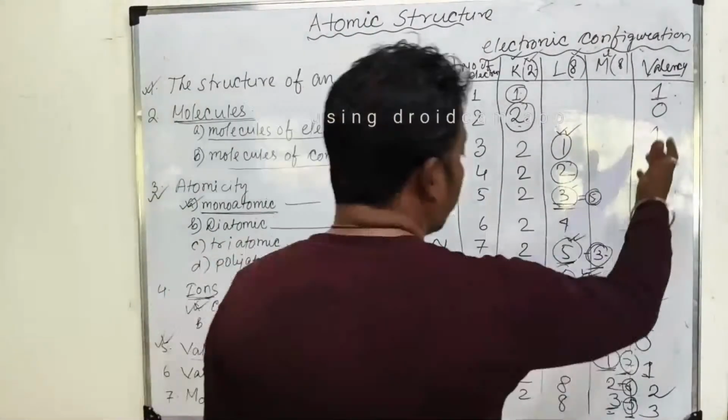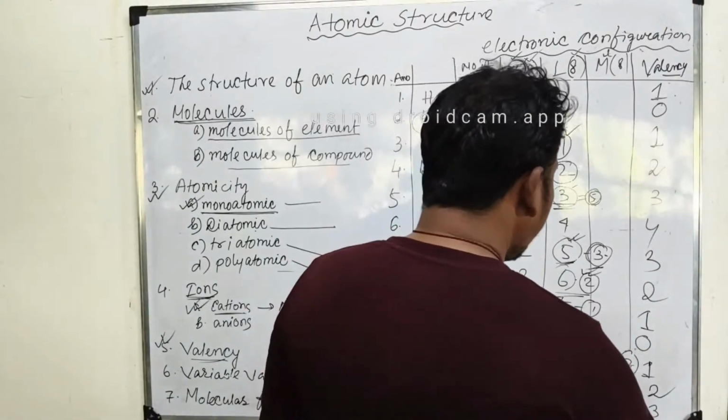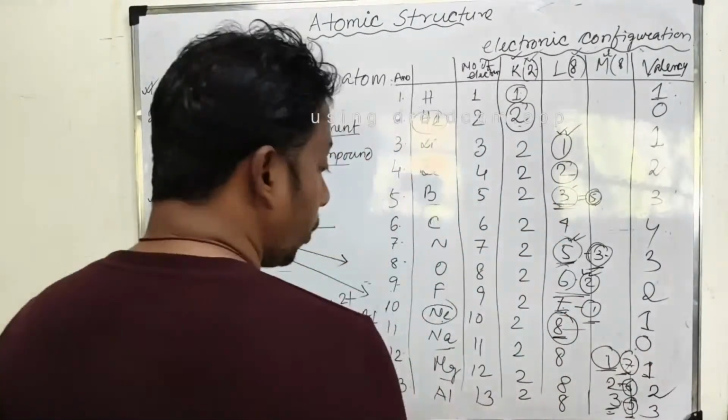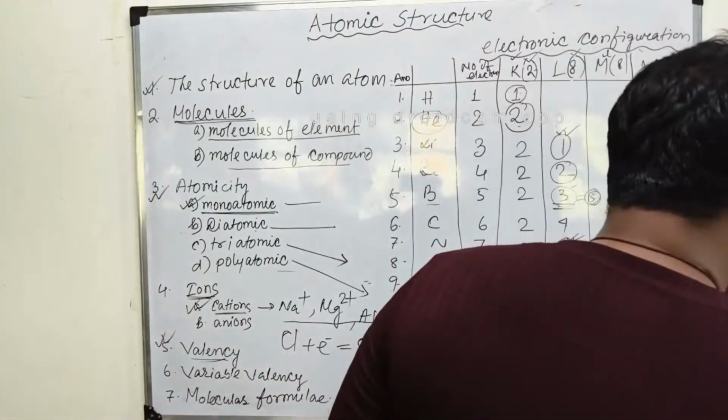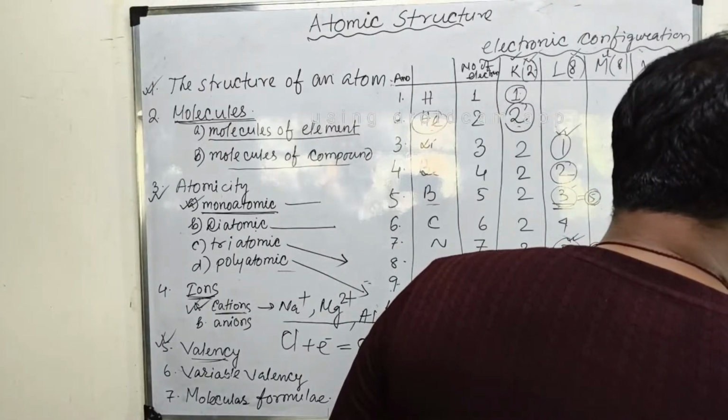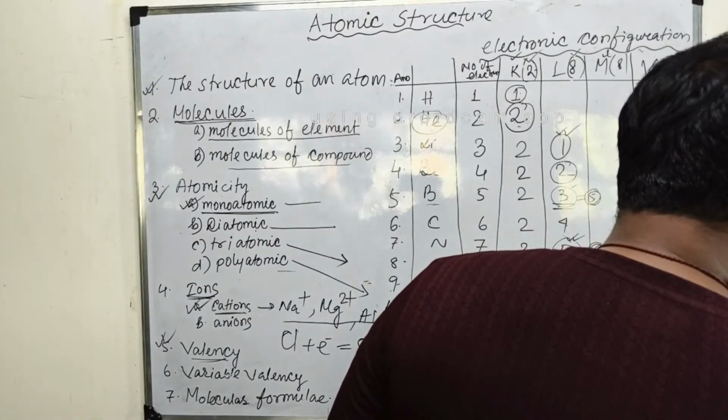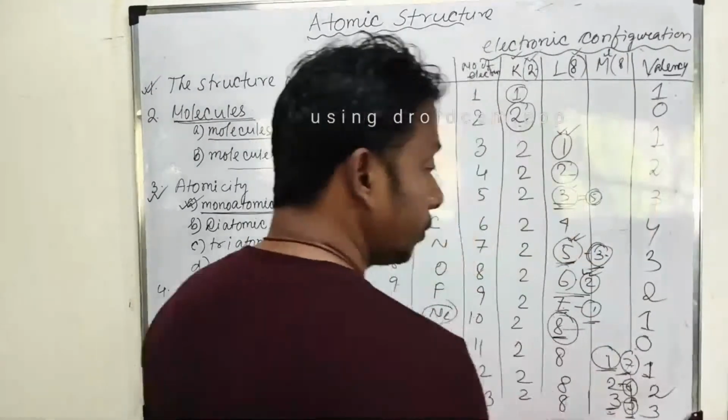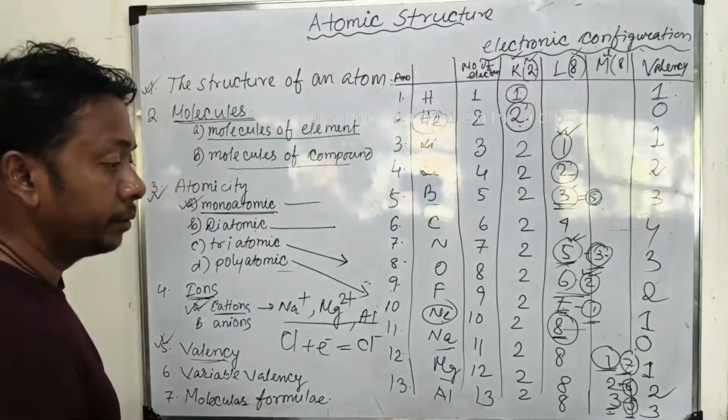Clear? So you can easily find out the valency. Clear? Okay. Anyone clear?